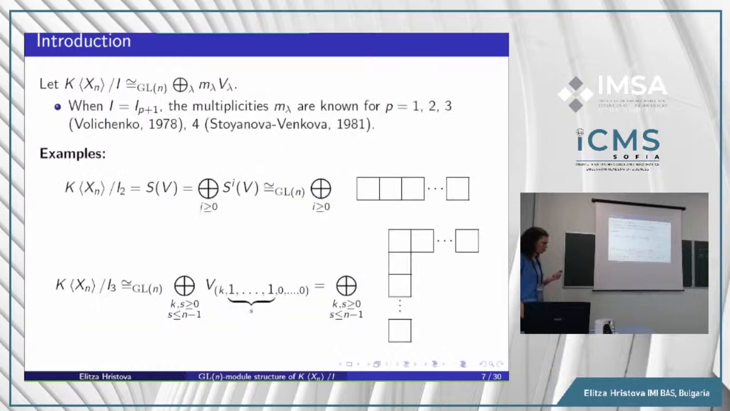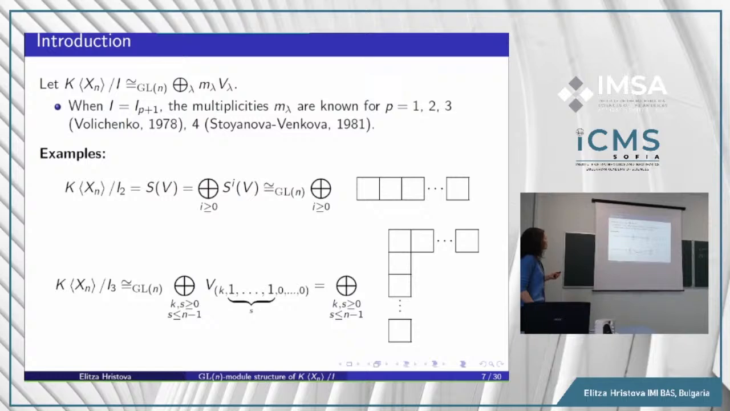So let us now go back to our problem. We want to describe this decomposition. So how do we decompose K of Xn mod I as a direct sum of irreducible GLN modules? Or in other words, what are the multiplicities here? These are some numbers, they could be 0 or positive, and what are these multiplicities? Let us first describe what is known for the ideals that we are interested in. I mean, there are other T ideals, but for the ones we are interested in, we'll now describe the known results.